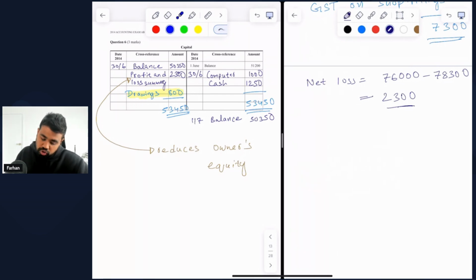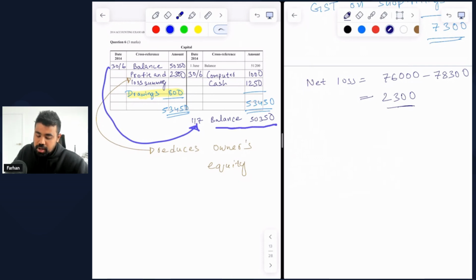Make sure to transfer the closing balance into the opening balance in the next reporting period, 1st of July 2014, and that's 50,350, because you will lose marks if you do not include this. All right.